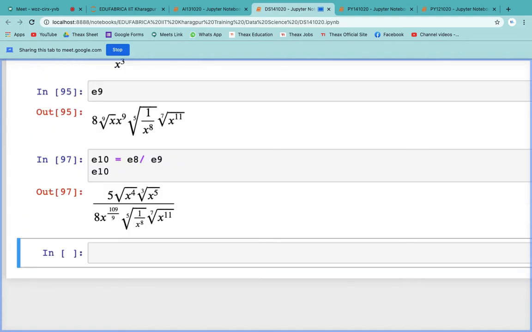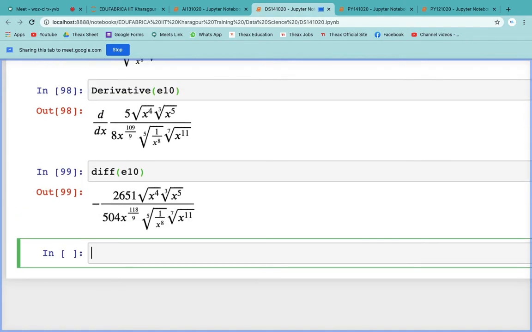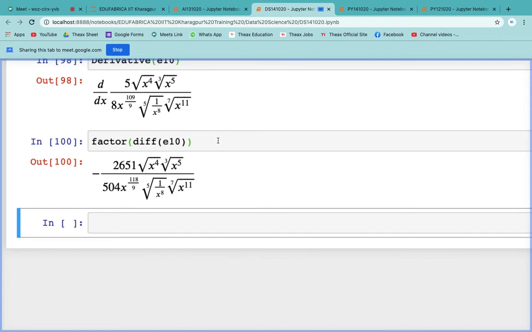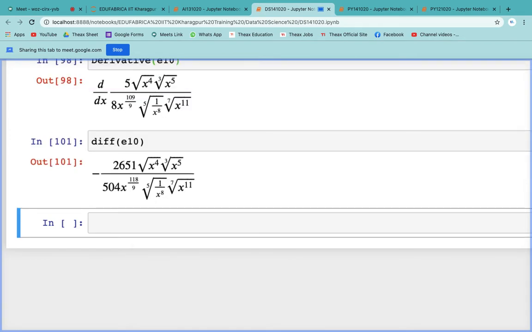Equation 10. Now your task is to differentiate this equation. I don't have to do it with pen and copy. Easy one. Just apply the formula over here and get the results. Derivative of this, and this is very easy actually. So diff of E10, that's it. You don't have to write up the things. Just write and you get the results. This is the result, that's it. Can we do any factor of this? No, that's fine. It's well there. So this is the differentiation basically. Right, so that's a thing.